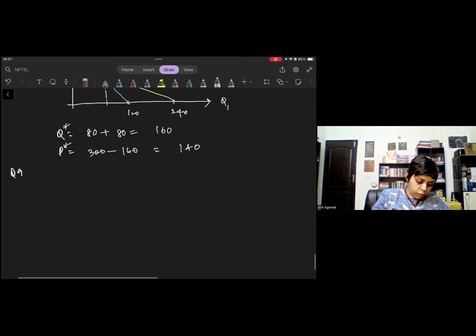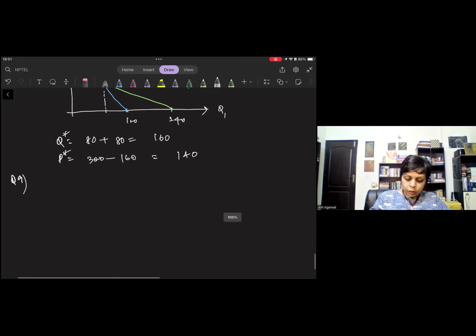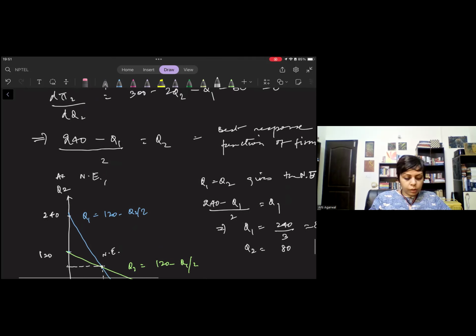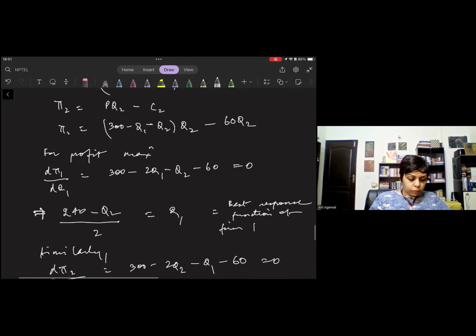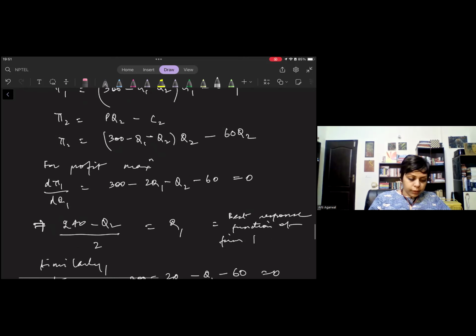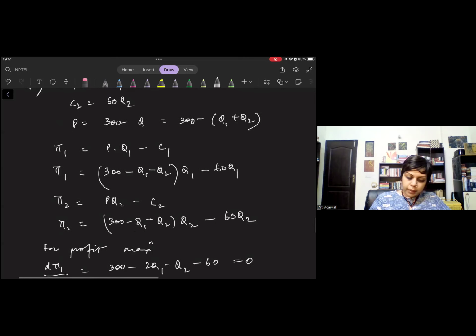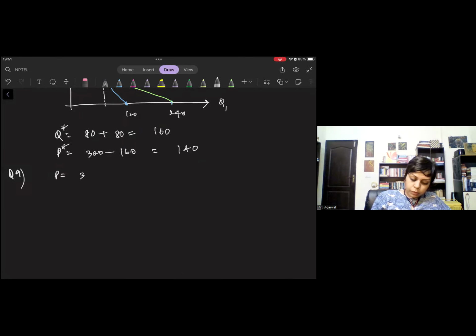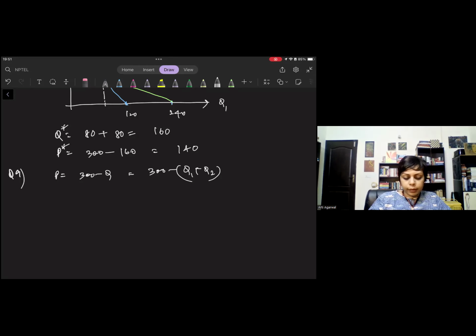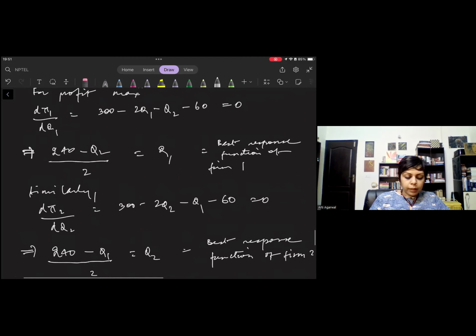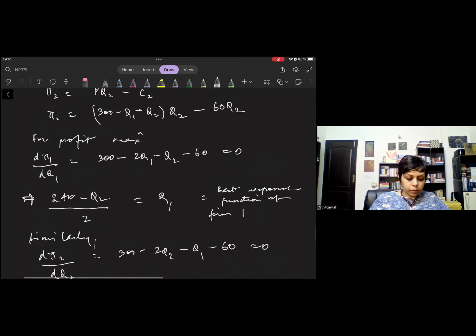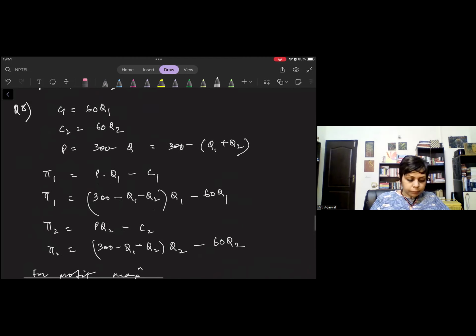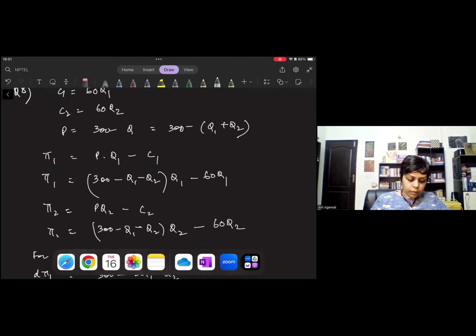Okay, let's go to question 9. Some things we can just borrow from here. For example, we know P is equal to 300 minus (Q1 plus Q2). This is anyway going to hold because P is equal to 300 minus Q, which is 300 minus (Q1 plus Q2). There's no assumption here. This is the general case in a market with price P and two firms with outputs Q1 and Q2. What else is given? C1 and C2 are anyway given to us.